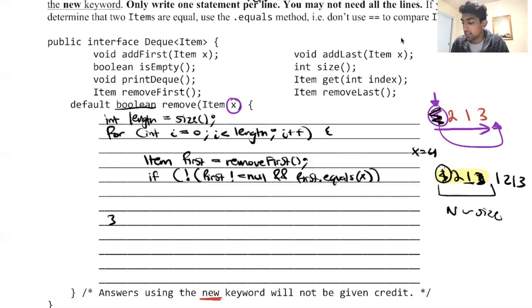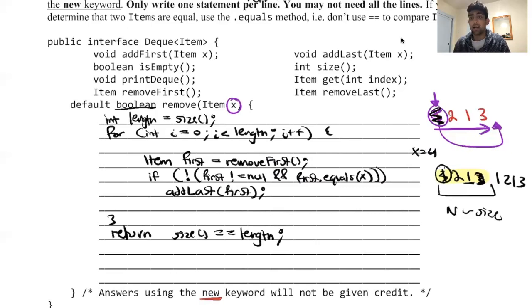Okay, what this is saying is that if it's not the case that first is equal to x, then what we can do is addLast of first, right? And this is basically the logic. At the end, we need to finally return whether this current size is equal to the length.